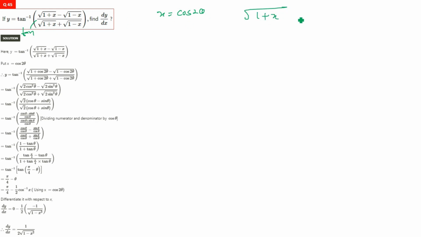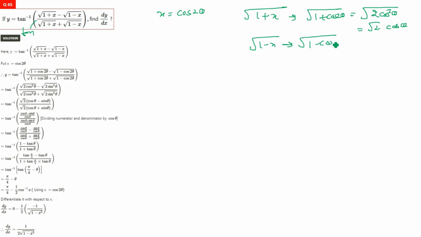So under root 1 plus x will become under root 1 plus cos 2 theta. 1 plus cos 2 theta is 2 cos square theta. And this is under root 2 into cos theta, that will come out. Now under root 1 minus x, under root 1 minus cos 2 theta it will be. 1 minus cos 2 theta is 2 sin square theta. Under root 2 sin square theta. So under root 2 will come out and sin theta will be there.